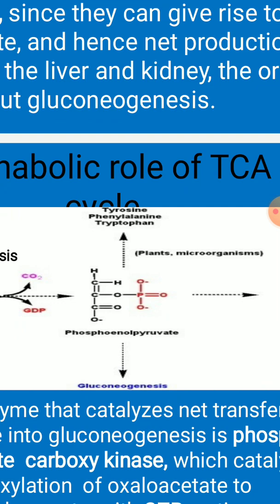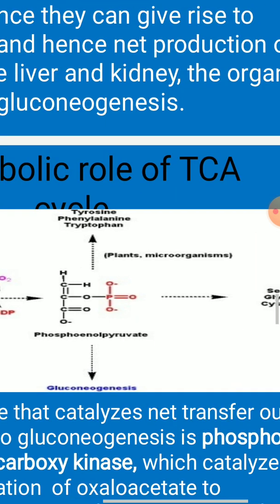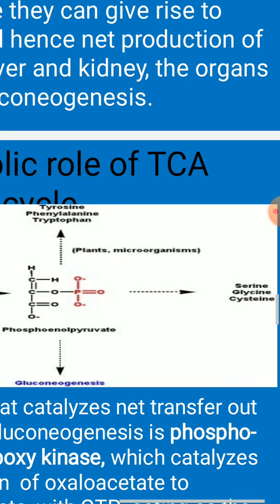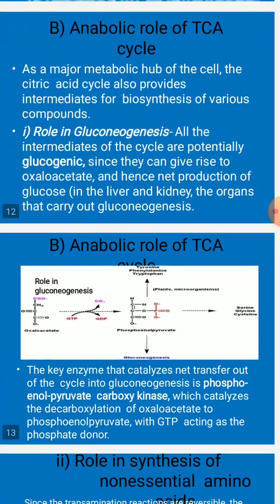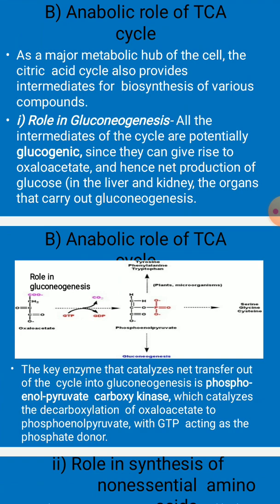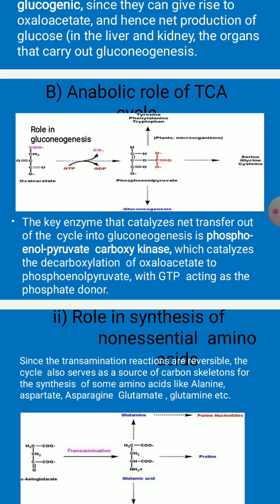So this plays a very important role in plants and microorganisms with respect to the synthesis of some amino acids. Through gluconeogenesis, you can make out the synthesis of glucose in human beings and others, and also serine, cysteine and glycine amino acid synthesis. The key enzyme which catalyzes the net transfer out of the cycle into gluconeogenesis is phosphoenol pyruvate carboxykinase, which catalyzes the decarboxylation of oxaloacetate to phosphoenol pyruvate, with GTP acting as the energy-rich molecule and phosphate donor in this particular reaction.